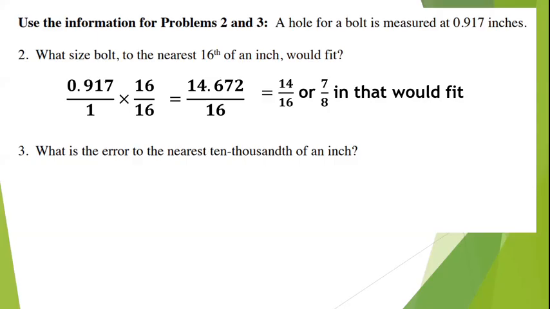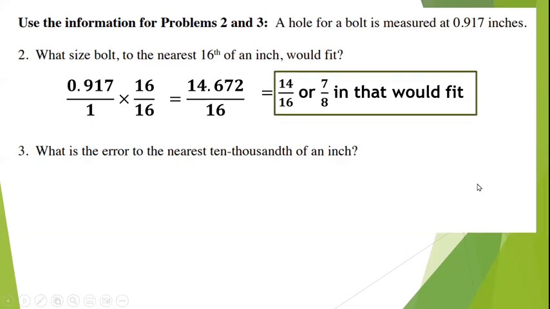So next up, we're going to calculate the error. Error is how far off our estimation is, in this case 7/8, from the original measurement of 0.917. So we want to find the difference between our estimated fraction of 7/8 and the original measurement that we were given. So you're just going to take 7/8 minus the original decimal.